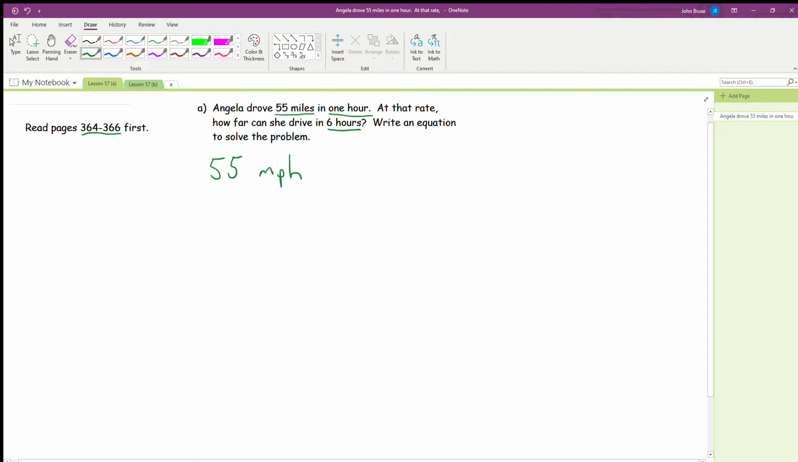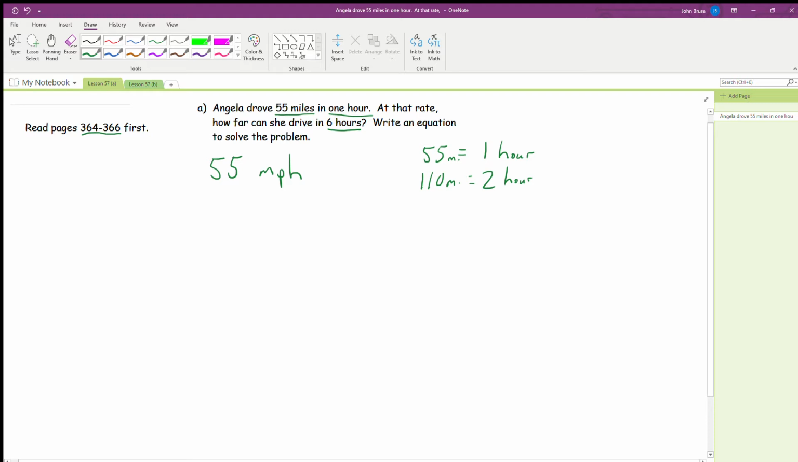Well, we know that in 1 hour she goes 55 miles. So in 2 hours she would go twice that, which would be 110 miles. So what are we doing here? What's happening? Well, it says here we need to write an equation. So we know that 1 times 55 is 55, and we know that 2 times 55 is 110. If you notice when I'm talking, I'm saying times. So I think we're going to be doing a multiplication problem. And it says write an equation.